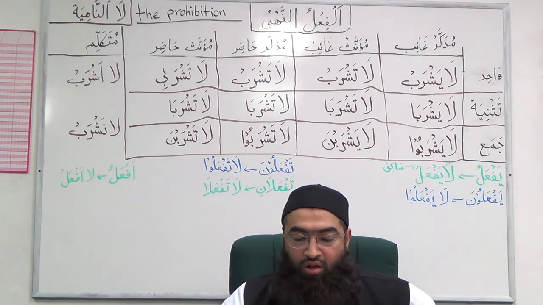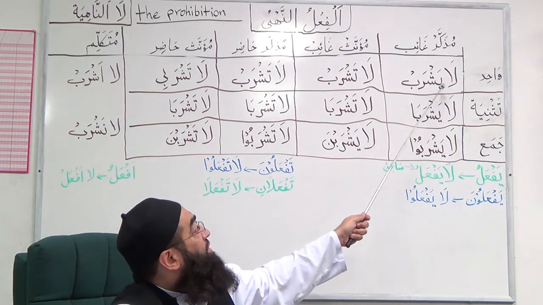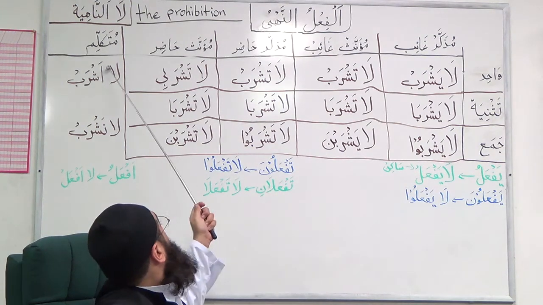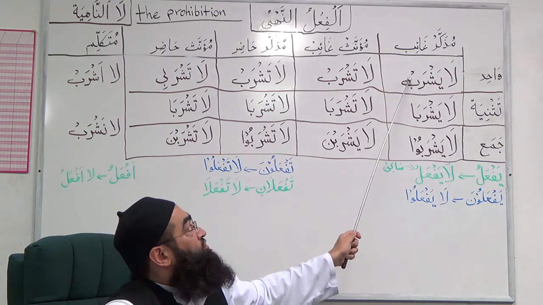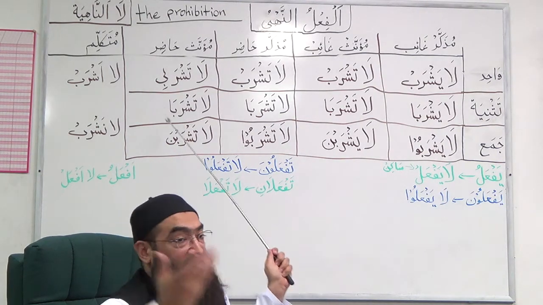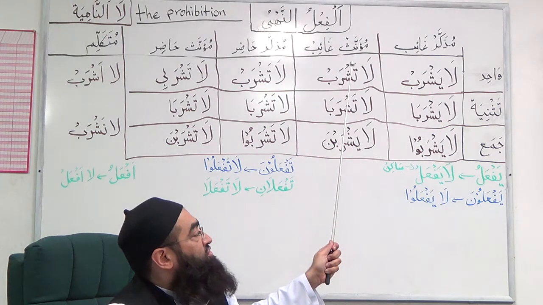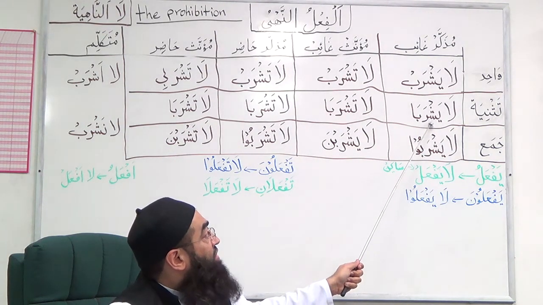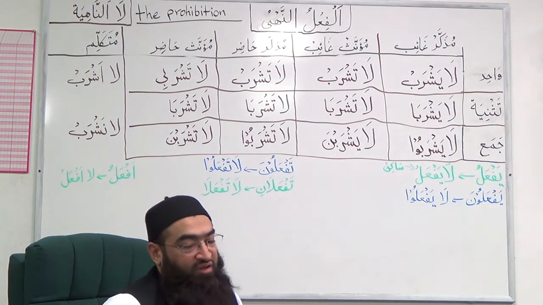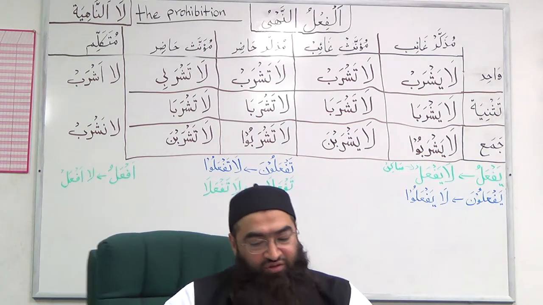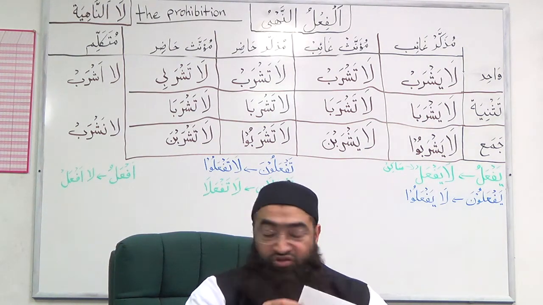Alright, let's go on. Now let's go to these. Okay. So what happens is when la comes in this one, in this one, in this one, in this one, and in this one: wahid mudhakkar gha'ib, wahid mu'annath gha'ib, wahid mudhakkar hadir, wahid mutakallim, and jam' mutakallim. What does it do? It brings a sakin. Alright? So these are the five. We've discussed this over and over already, so we should know it by now. So these five, the dhamma turns into a sakin. And then in the next seven, 1, 2, 3, 4, 5, 6, and 7, in these seven, what happens? The noon drops. The noon Arabi drops. So this is what la and nahi does.